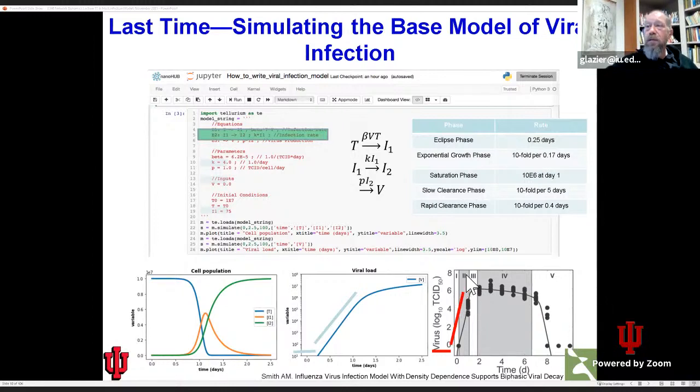And we used the parameters for the rate constants that we had here from our observation. That is, we assumed that K, which is the eclipse time, the rate at which cells leave the eclipse phase, was 4, which corresponds to 1 over 0.25 days. The exponential growth rate is a little bit more complicated because it's going to depend on the population. And so it's not so obvious to see it in that exponential growth rate.